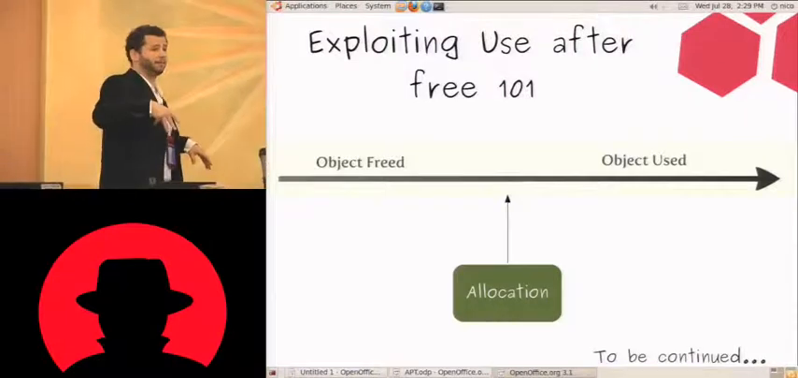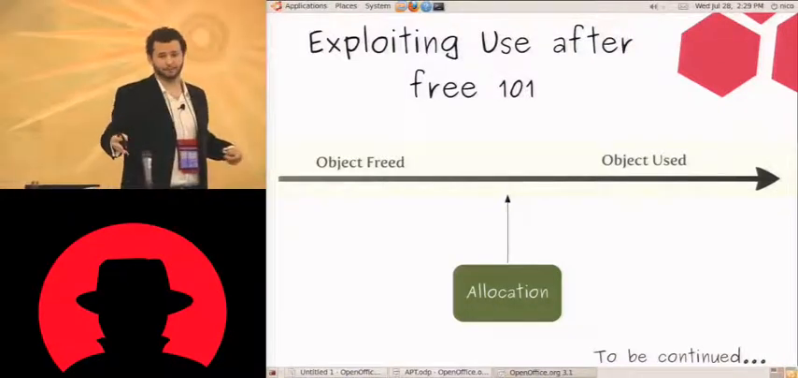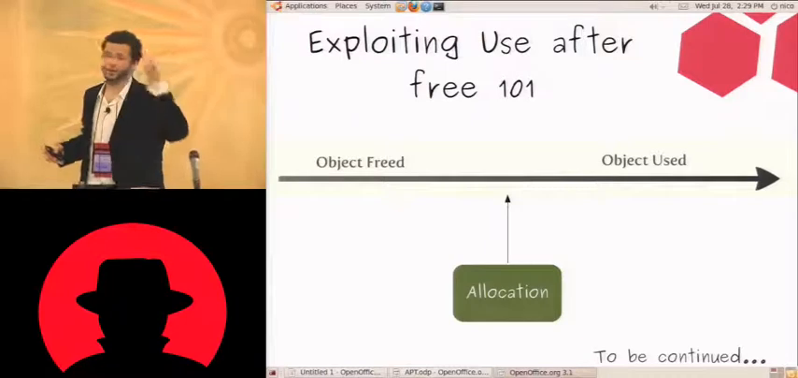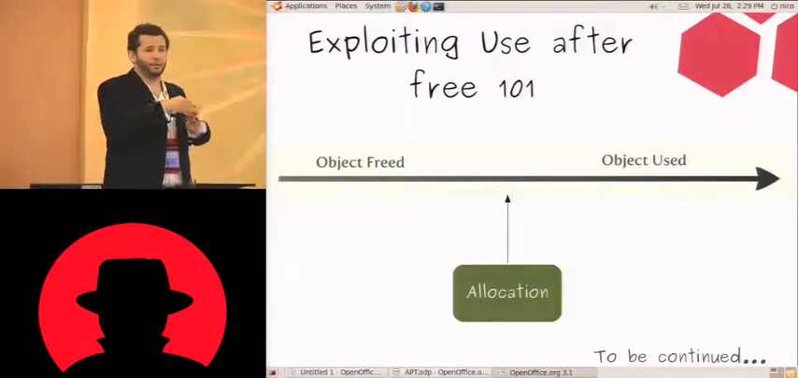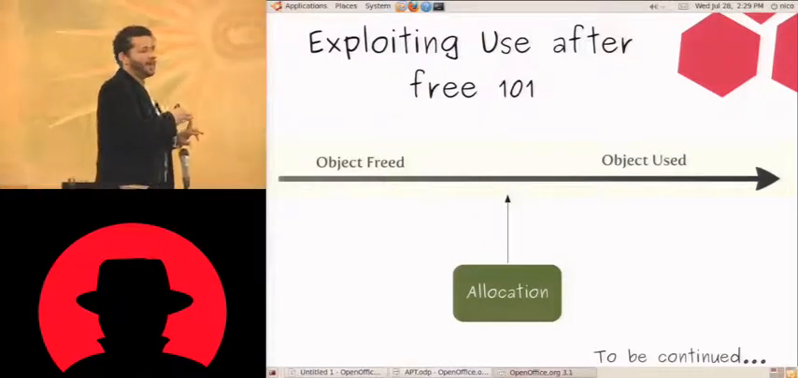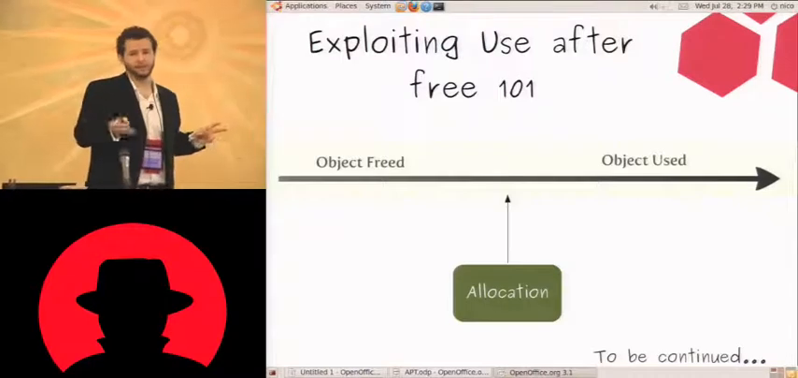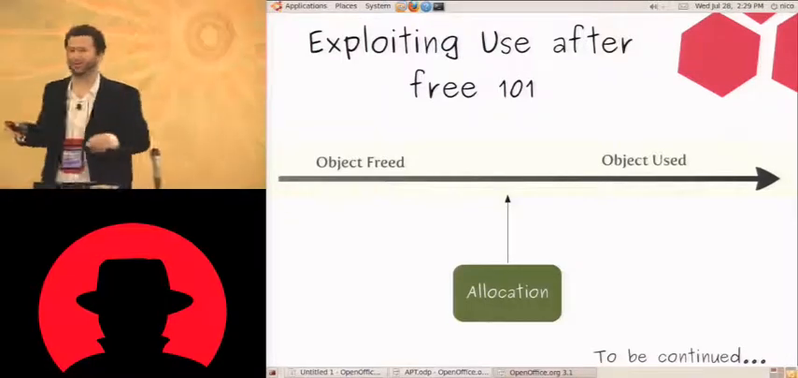You use that thing, and you get execution. That's how it works. Pretty simple. Three moments. One, the object gets freed. Two, the object gets allocated by something that we control. Obviously, that's important. We have to control whatever we allocate it.